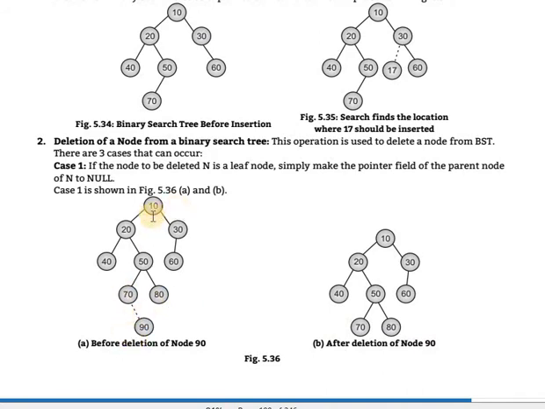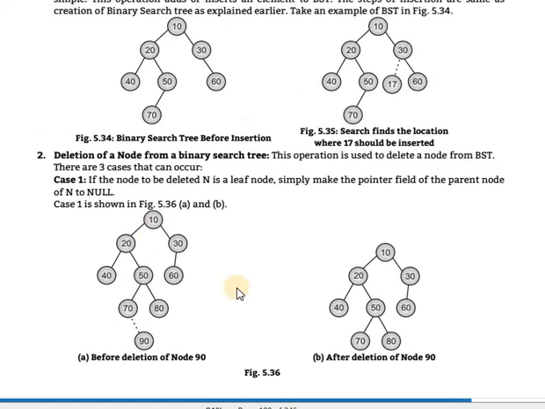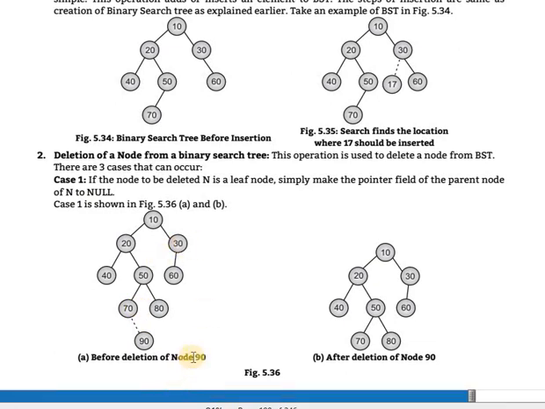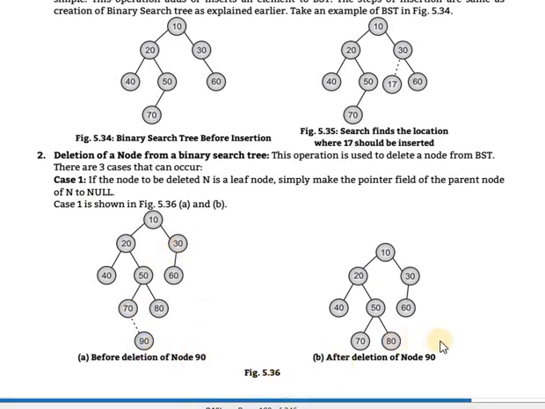What is case 1? If the node to be deleted, n, is a leaf node, for example you want to delete the element 90 and it is a leaf node, then simply make the pointer field of its parent node null. Means 90 will be deleted, as shown in the before and after figures.